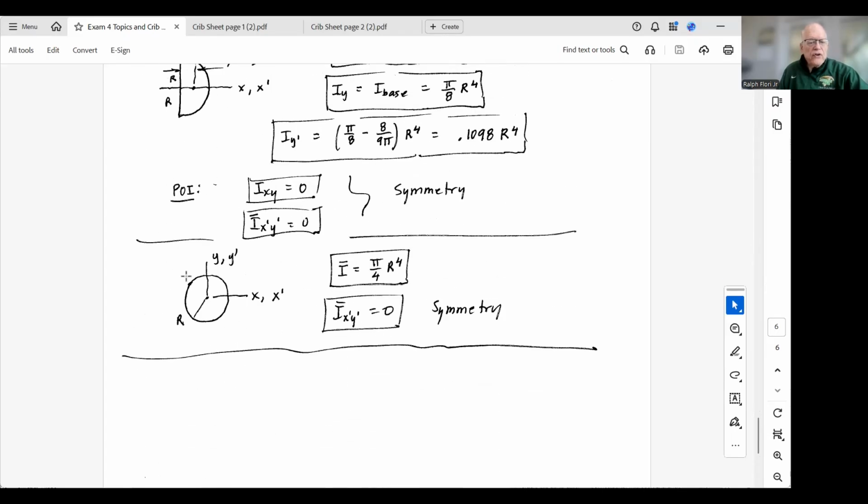Finally, for a circle, you have the moment of inertia I bar, which is also equal to Ix or Iy, is pi over 4 r to the fourth. And due to symmetry about the center, the I bar xy, the product of inertia, is 0. And so you need to be able to read the Hibbeler crib sheet for what he gives and understand what he doesn't give. I'm pretty sure the exam won't have things that he doesn't give on it, but you just need to be able to understand your crib sheet and know how to read it.